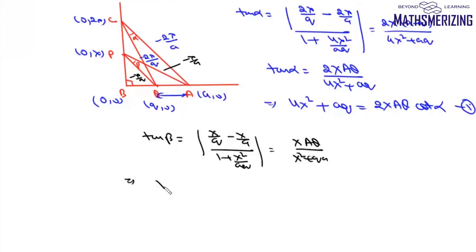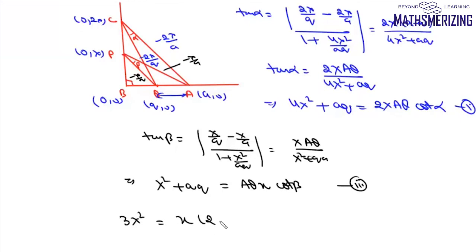So from here we'll write x square plus AQ, it will be AQ into x into cot beta, and that's our second. Now we need to find AQ and we have to eliminate Q. So what we'll do is we'll subtract second from first. So we'll get 3x square, and it will be equal to x into 2 cot alpha minus cot beta, and they'll be equal to AQ.